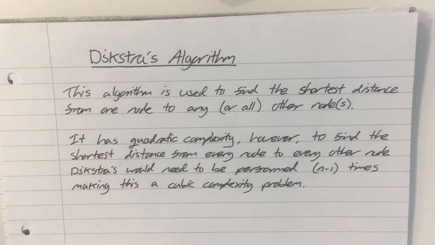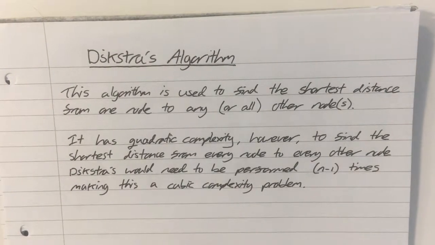Dijkstra's algorithm itself has quadratic complexity. However, if you want to find the shortest distance from every node to every other node using Dijkstra's, you would need to perform Dijkstra's algorithm n-1 times, where n is the number of nodes, making it a cubic complexity problem. Just to remind you, Prim's and Kruskal's both have cubic complexity. You need to know those three. Prim's and Kruskal's have cubic, Dijkstra's has quadratic.